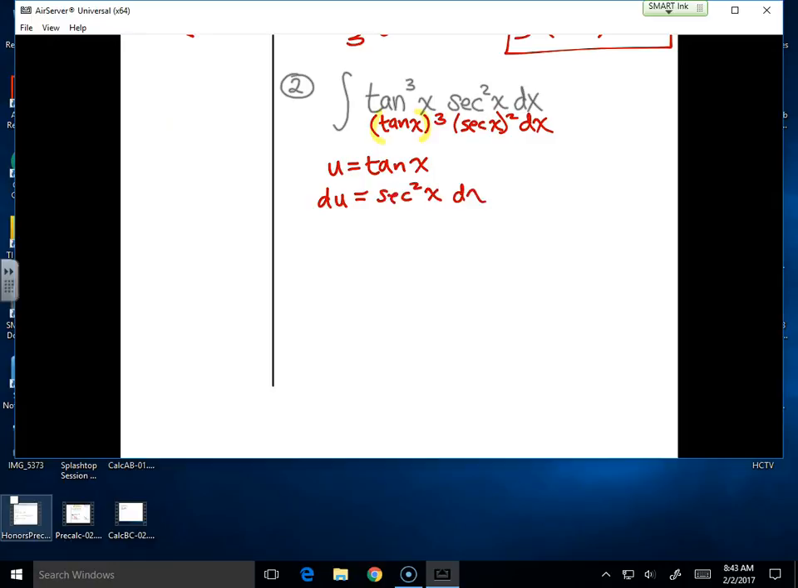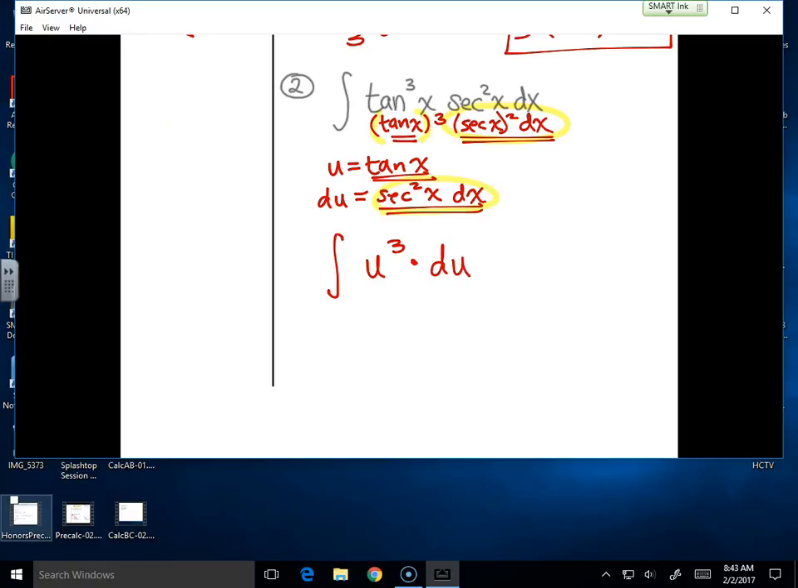Oh, life just got a lot easier. Because what do you notice about secant squared of x dx? I can just do a straight substitution. I can say it matches perfectly, so why not just plug it in, and I can get the integral from, who can I make tangent? U. And who can I make secant squared of x dx? U. Oh, that looks nicer.